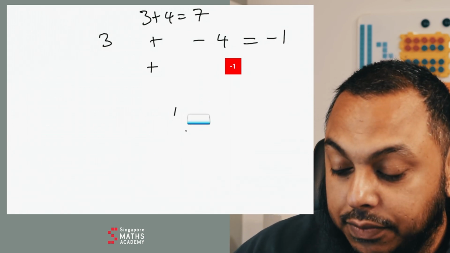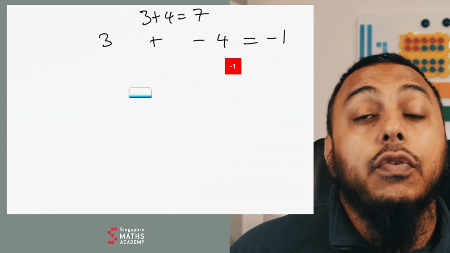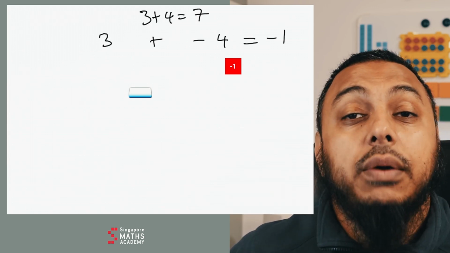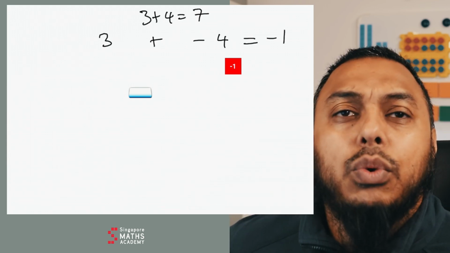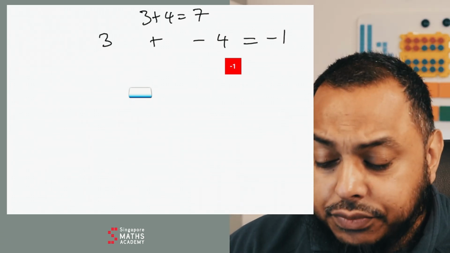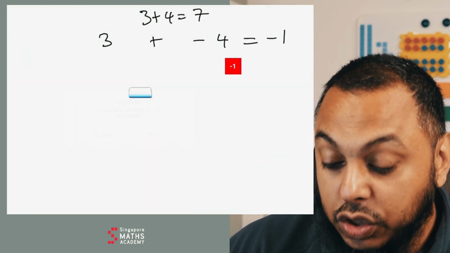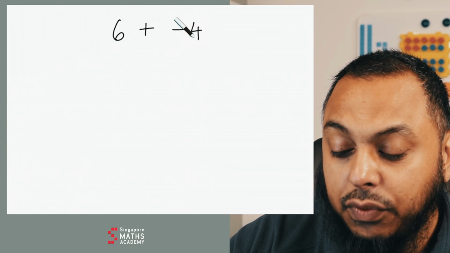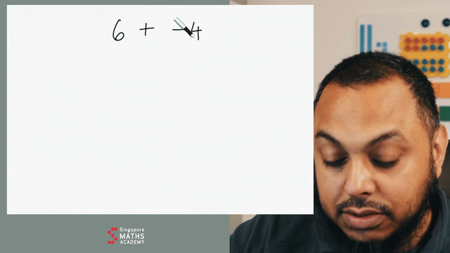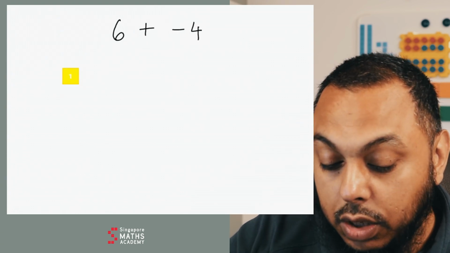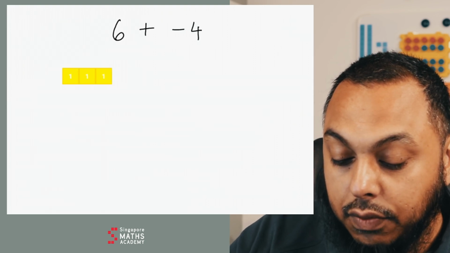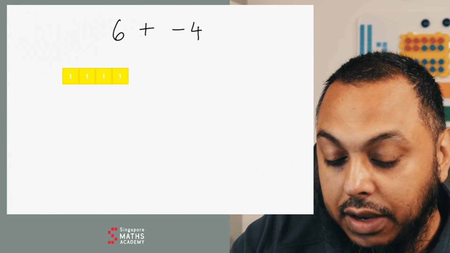So when we're adding a negative number to a positive number, we can think of it as, well, how do I actually cancel them out? Can I cancel them out? That's one way of thinking about questions where we have a positive whole number and we're adding a negative number to it. Let's try another one. 6 add negative 4. I know 6 is a simple case, right? We've got 1, 2, 3, 4, 5, 6.